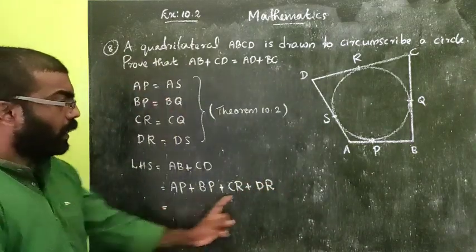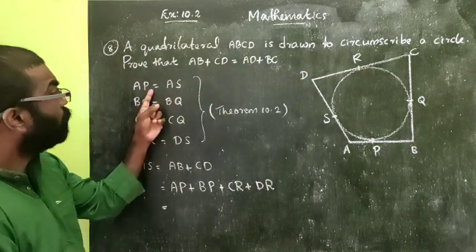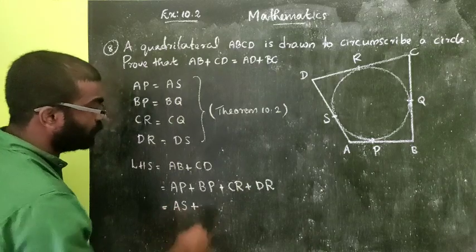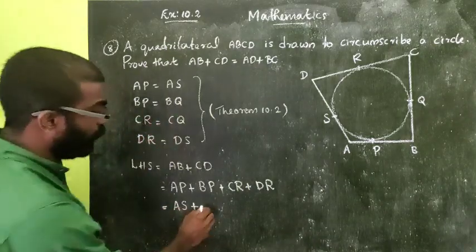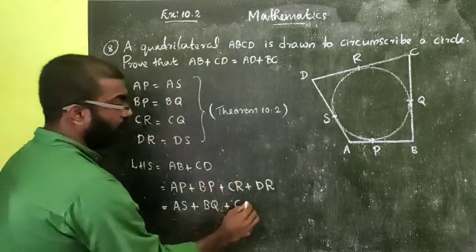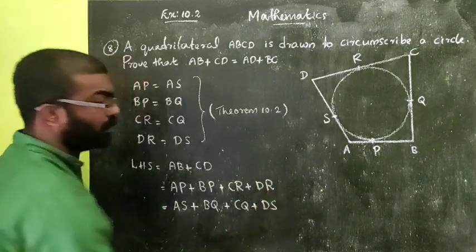Now we can rewrite all these values using the relations. AP equal to AS, so instead of AP we can write AS. Then BP equal to BQ, CR equal to CQ, DR equal to DS.